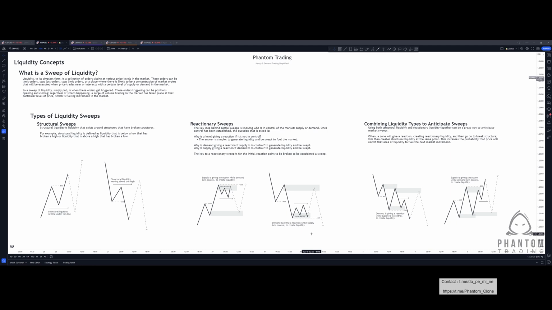the lower low. Now, what we can do is we can actually combine these two types of structure to anticipate a sweep. So using both structural liquidity and reactionary liquidity together can be a great way to anticipate market structure sweeps. Often a zone will give a reaction, creating a reactionary liquidity, and then go on to break structure. This will then create structural liquidity at the same point. This increases the probability that price will revisit that area of liquidity to fuel the next market move.